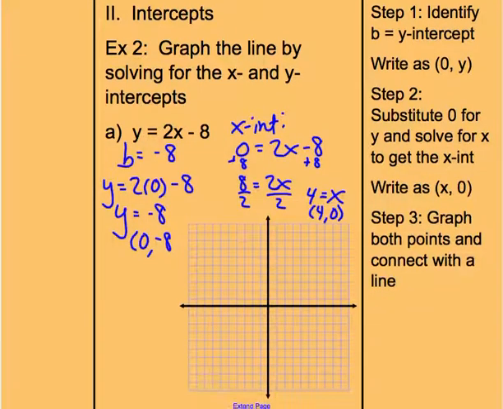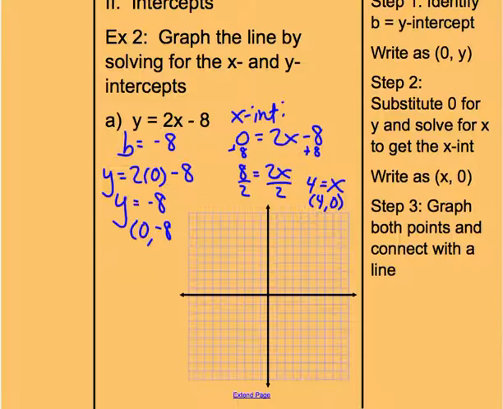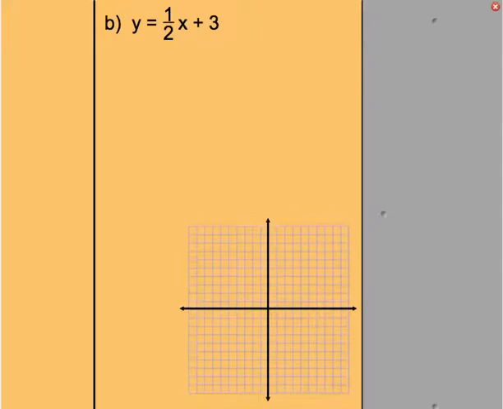And then we can graph those on our coordinate plane. So 0, negative 8 gets us down here. 4, 0 is over here. We've got our x-intercept and our y-intercept, so we can graph our line. Let's look at one or two more.